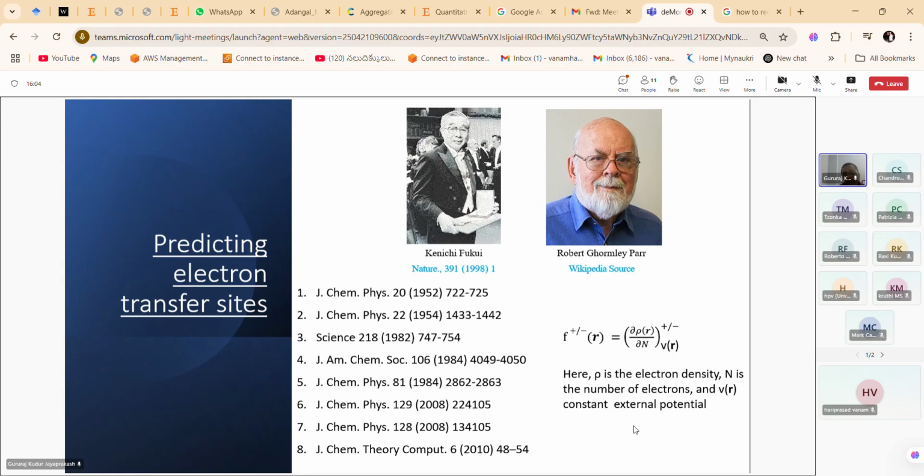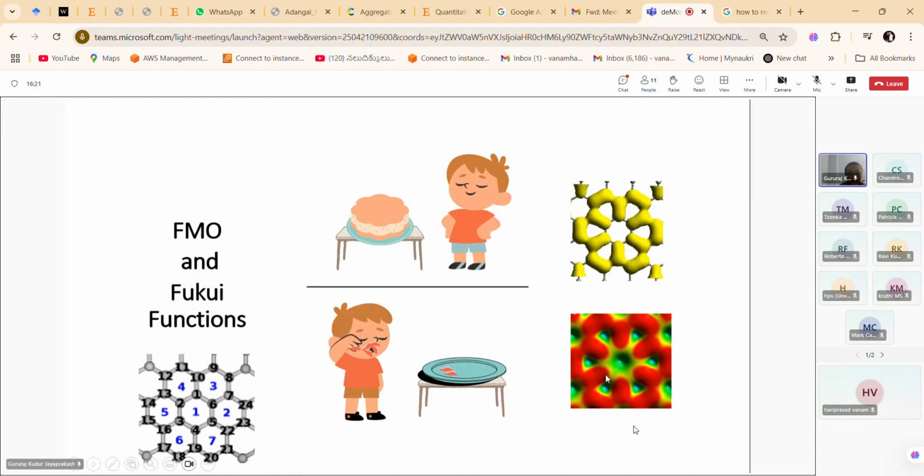In a simple way, we can define the Fukui function as the derivative of the total electron density with respect to the number of electrons at a constant external potential. To understand why we need to combine frontier molecular orbitals like HOMO-LUMO orbitals and the Fukui function: if we use frontier molecular orbitals, we are predicting the electron transfer reaction before the electron transfer process. If we use the Fukui function, it predicts the electron transfer or redox electrochemical transfer sites after the electron transfer process.